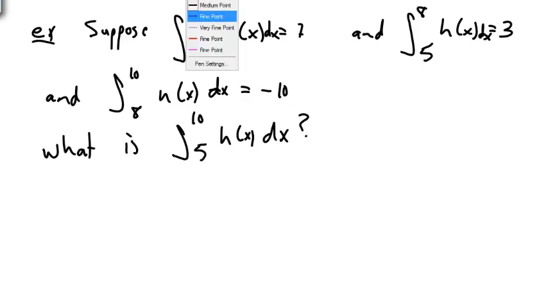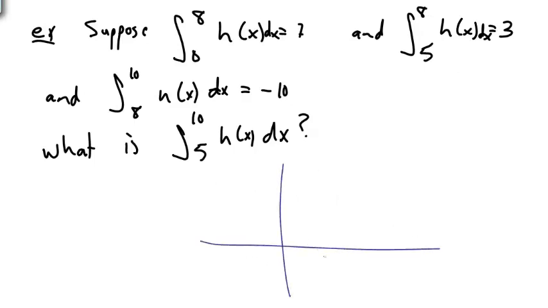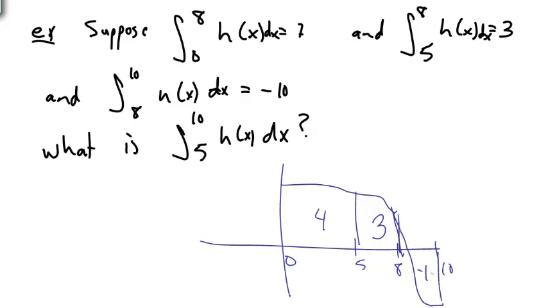And we don't even have a picture, but we have all sorts of information. We know that if you go from 0 up to 8, you get 7, and from 5 up to 8, you get 3. That is to say that your function goes from 0 up to 5, and then from 5 up to 8, somehow the area in here is 3, and the area all the way from 0 to 8 is 7, so there must be an area of 4 in there. Some sort of curve like this. And yet when we go from 8 to 10, it's negative. So we have some sort of huge -10 there.